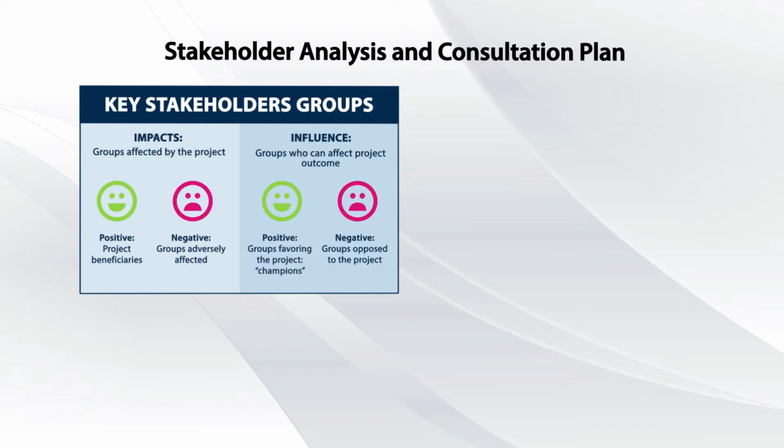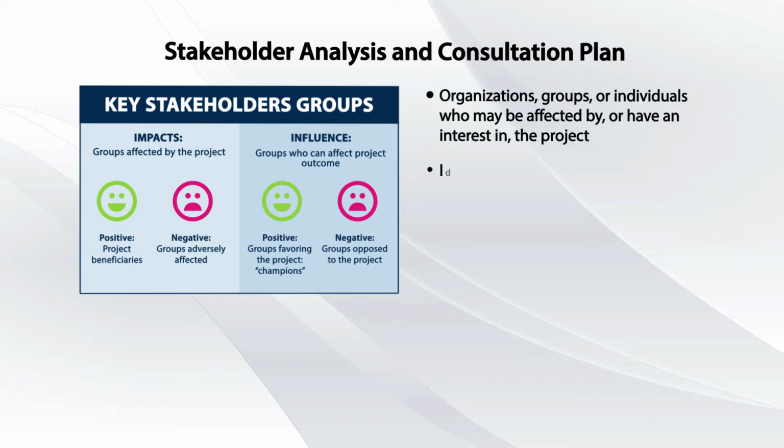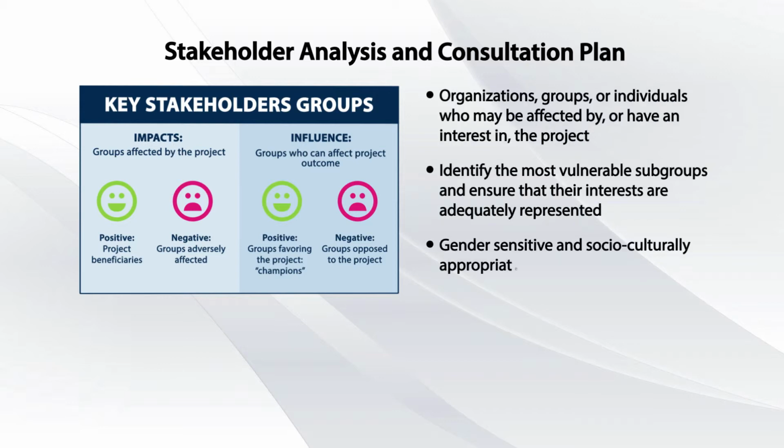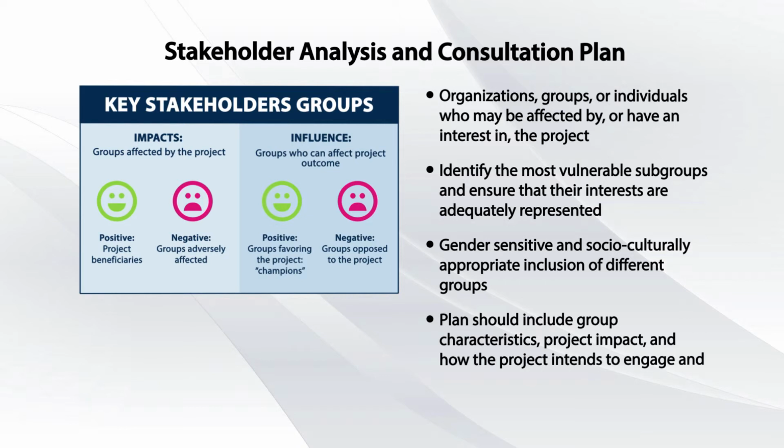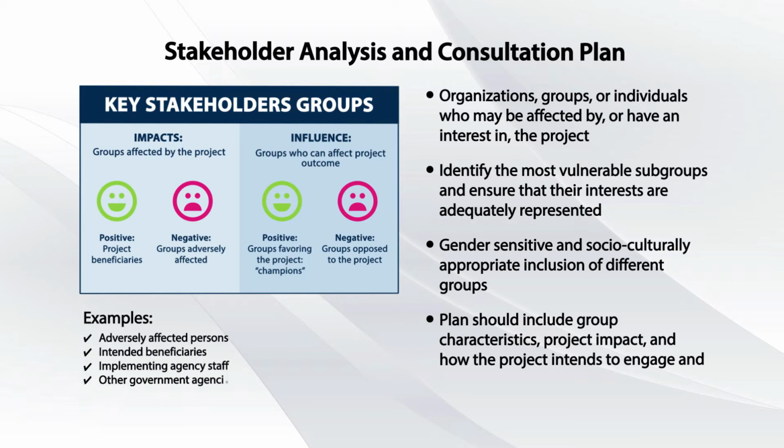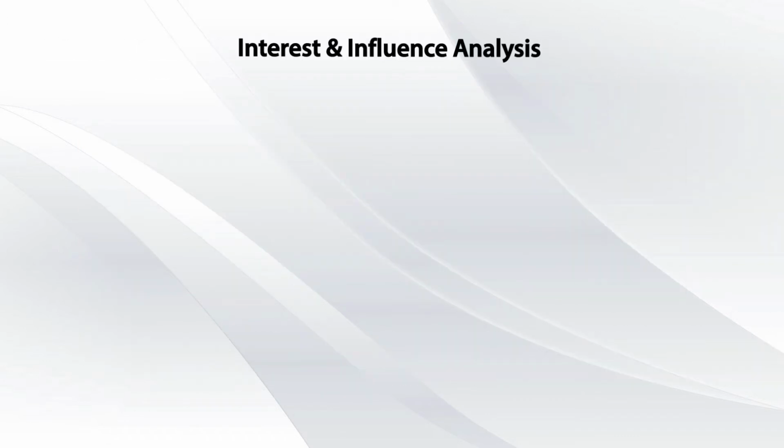A key element in the process is to identify who the stakeholders are. Stakeholders are individuals or groups who are either affected by a project or who can influence project outcomes, positively or negatively, depending on how they feel about the project. These are the groups we should consult with once we've identified the issues that concern them. To illustrate this, we have a small slide here called Interests and Influence Analysis.